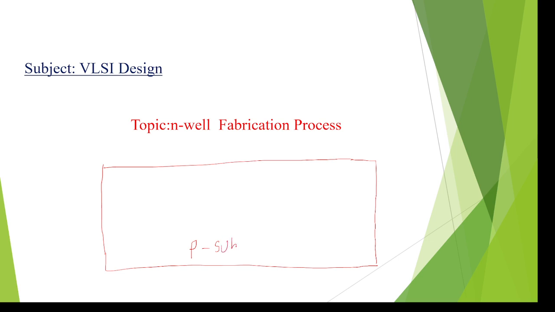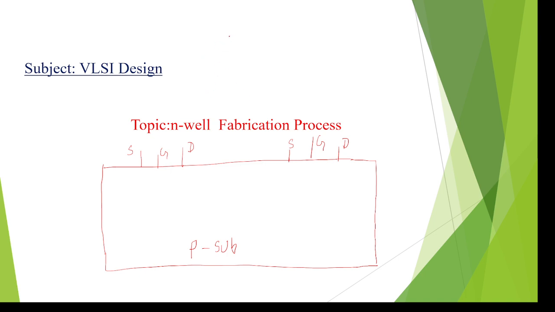P substrate has holes from the silicon substrate, and on the left side, one transistor I am going to design with source, gate, and drain terminals. On the right side, one more transistor we need to design with source, gate, and drain terminals. One is an NMOS or NPN transistor, and the other is a PMOS or PNP transistor.